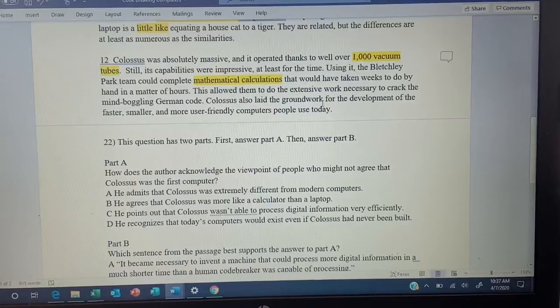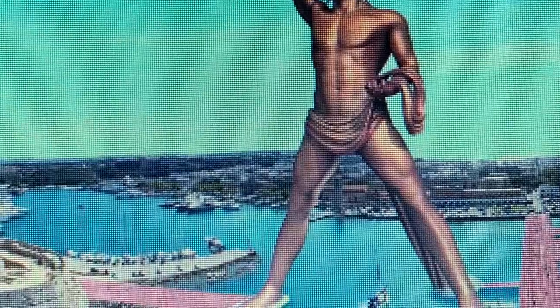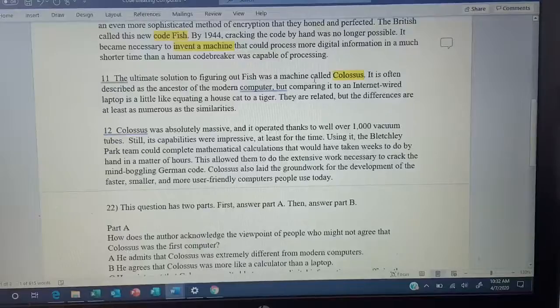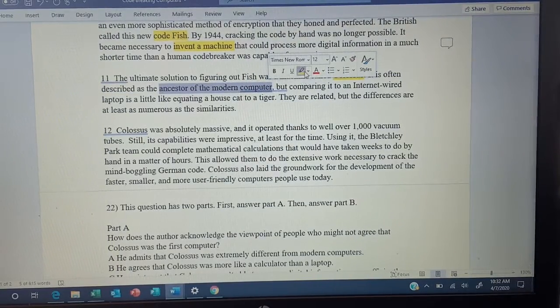The word Colossus refers to this massive statue of this Greek sun god that was put up in the city of Rhodes. It is often described as the ancestor of the modern computer. So this is going to kind of be maybe like the first computer.